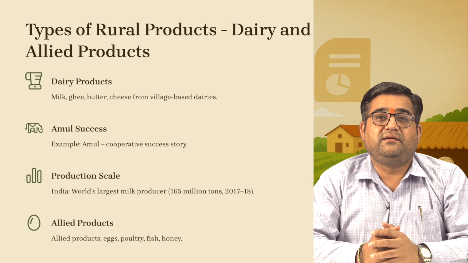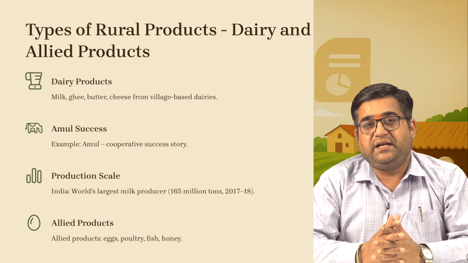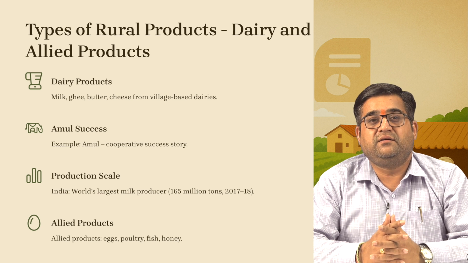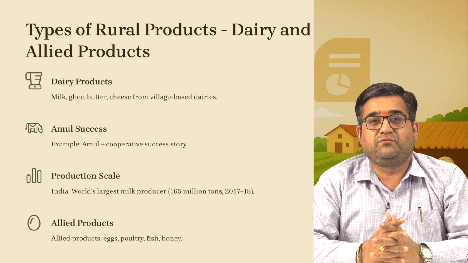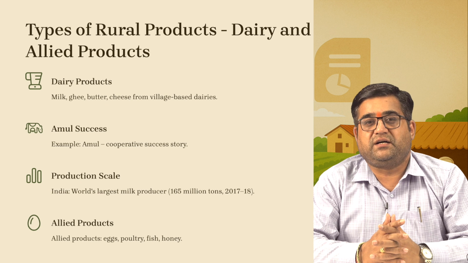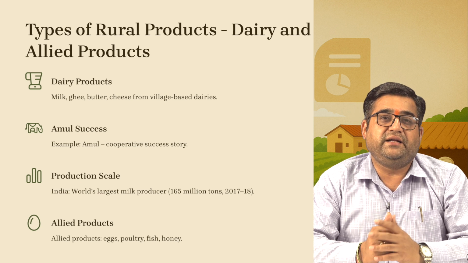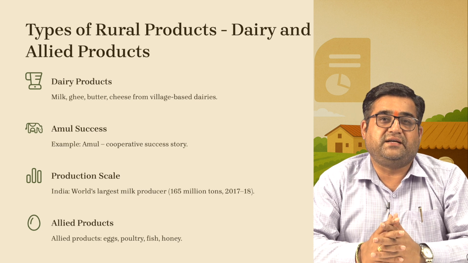Many rural women and small farmers earn income by selling milk to village cooperatives. Allied products such as eggs, poultry, fish and honey also fall into this category, typically originating from rural households engaged in animal husbandry or aquaculture. These products contribute significantly to nutrition and income in rural areas.